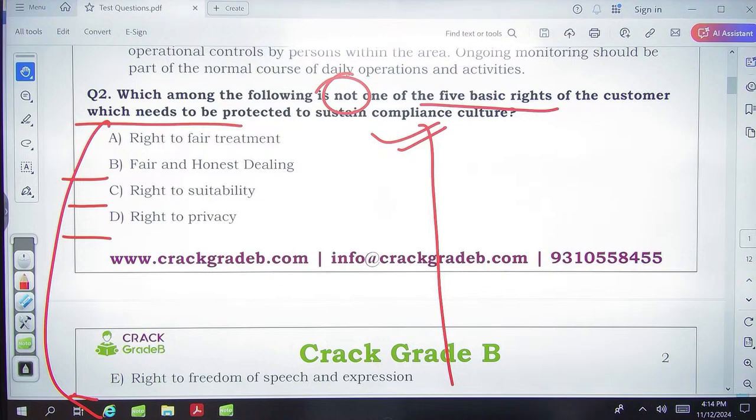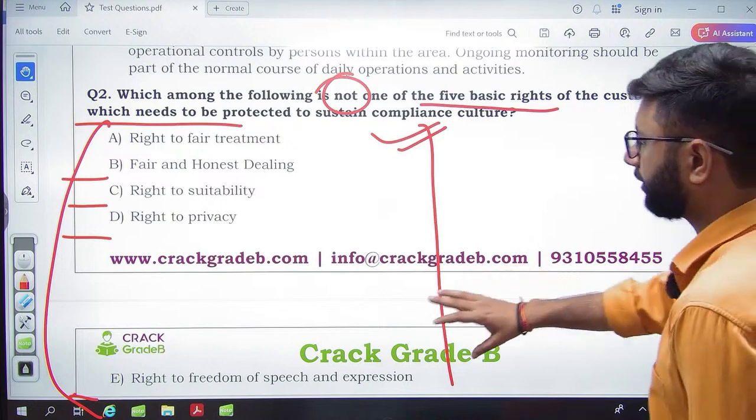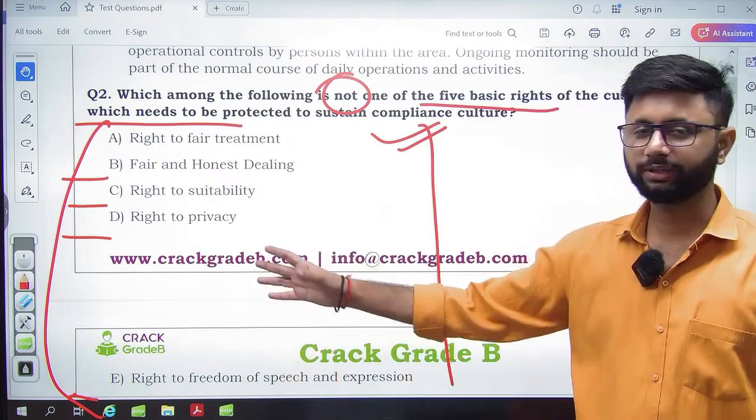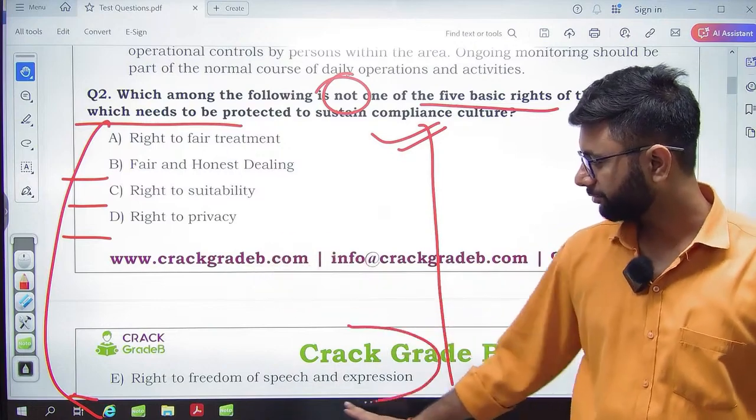What do you think is the correct answer for second? 5 basic rights of customers which needs to be protected by the banking system. Any idea? Think about which right does not go directly with the banking system, which is obviously right to freedom of speech and expression.